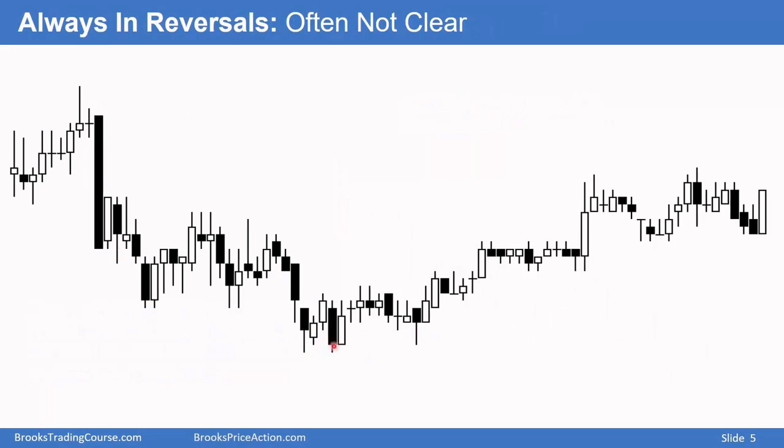Here we have a bear trend, but it's weak. It drops for a few bars, goes up for a few bars. It's making lower lows, lower highs. Does a bull buy here? Does a bull buy here? Probably not. Does a bull buy above this bear bar? It's hard to tell.